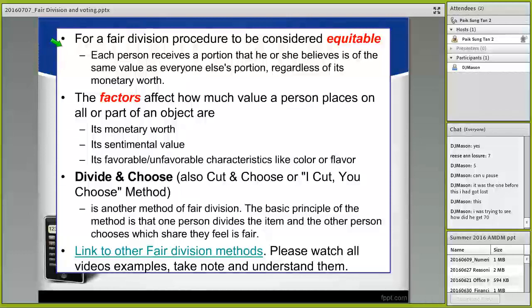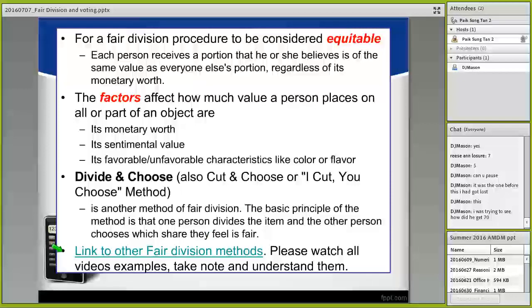Okay? So this term is very important. It could just ask you how do you know it's fair? What does fair division mean? The factors that affect how much value a person places on all or part of the objects could be how much it's worth, the sentimental value, or its favorite or unfavorite characteristic like color or flavor. Divide and choose is another method that I just showed you. The basic principle of the method is one person divides the item and the other person chooses which share they feel is fair.